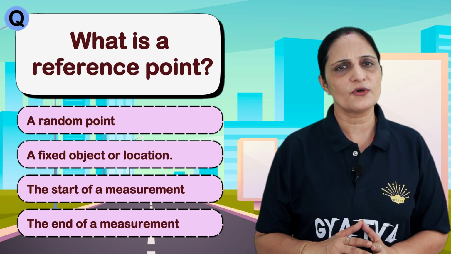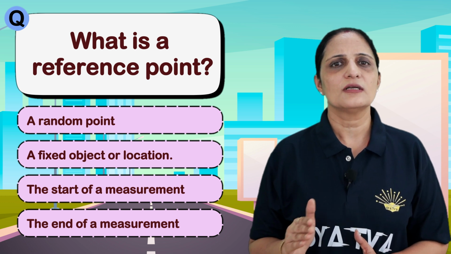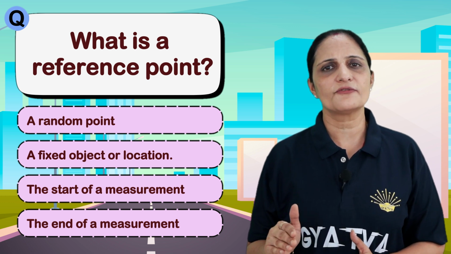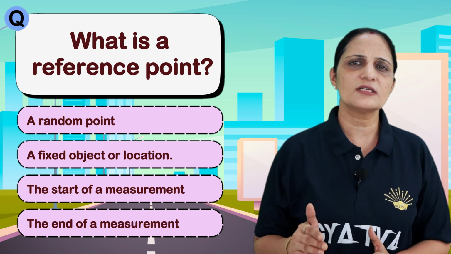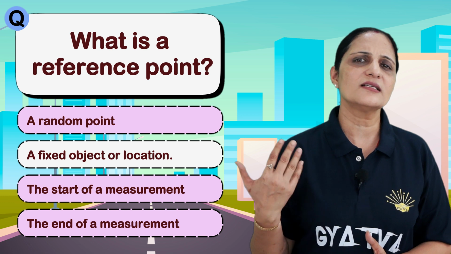Question number 13. What is a reference point? It is a random point, a fixed object or location, the start of a measurement or the end of a measurement. So reference point is a fixed object or location. We also call it origin.